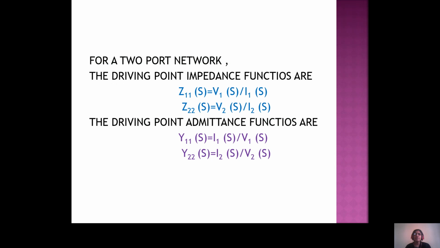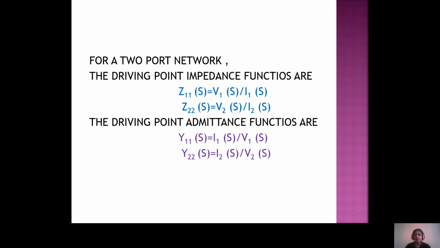And next, for a two-port network, the driving point impedance functions are Z11 of S is equal to V1 of S by I1 of S, and Z22 of S is equal to V2 of S by I2 of S. Similarly, the driving point admittance functions are Y11 of S is equal to I1 of S by V1 of S, and Y22 of S is equal to I2 of S by V2 of S.